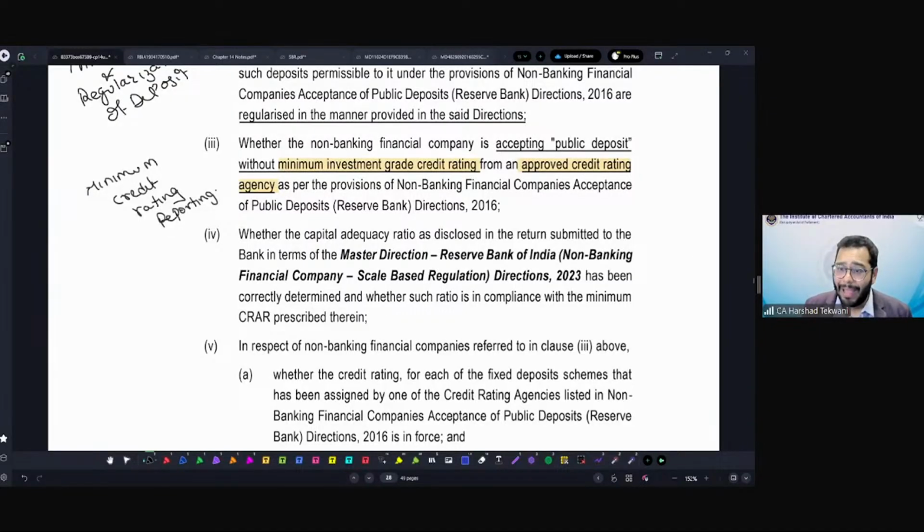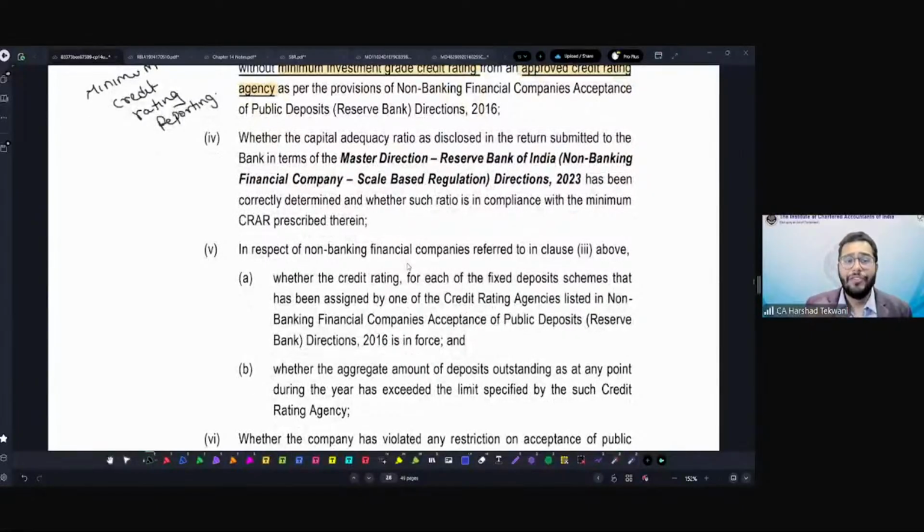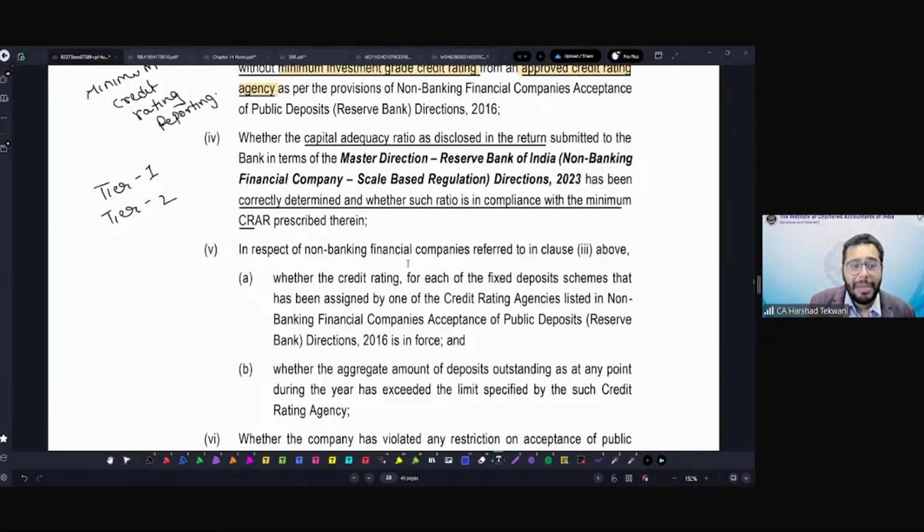That is required to be reported by the auditor. Then the auditor has to report on the capital adequacy ratio. Remember the tier 1, tier 2 ratio that we saw, that we discussed. We discussed it because the auditor has to report whether the capital adequacy ratio as disclosed in the return is correct. There are returns which are submitted by the NBFC also. Now, whether these capital adequacy ratios are reported appropriately or not, correctly determined and reported in compliance with the minimum CRAR.